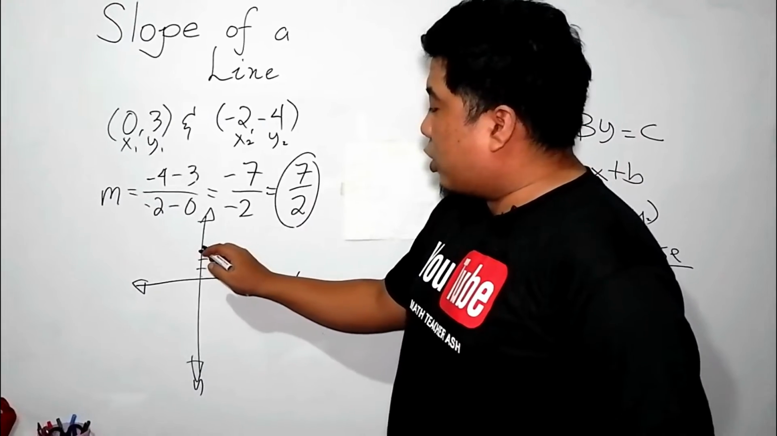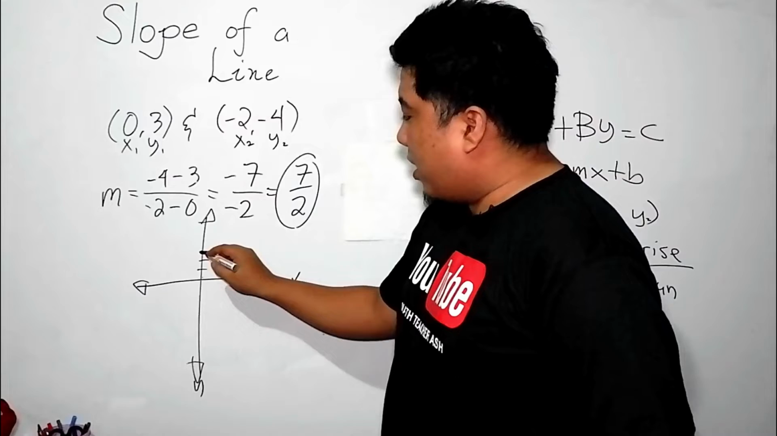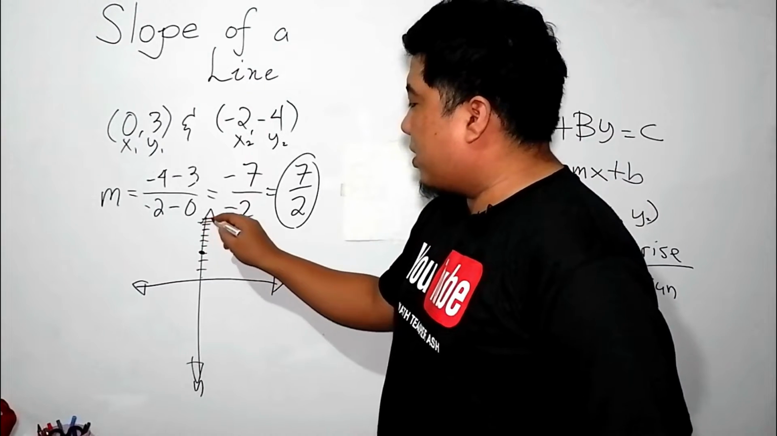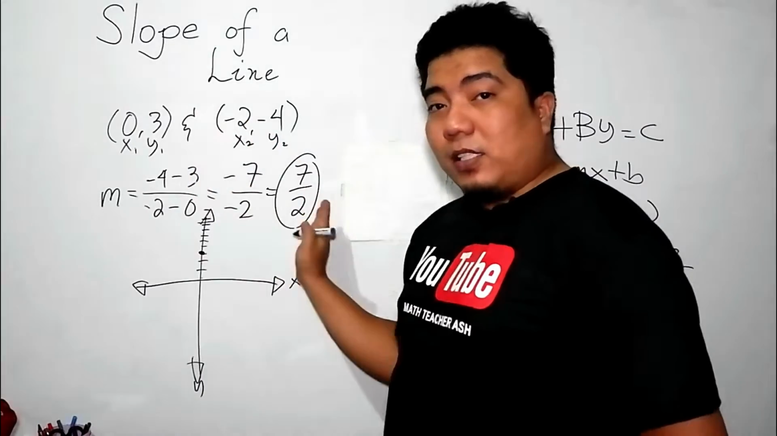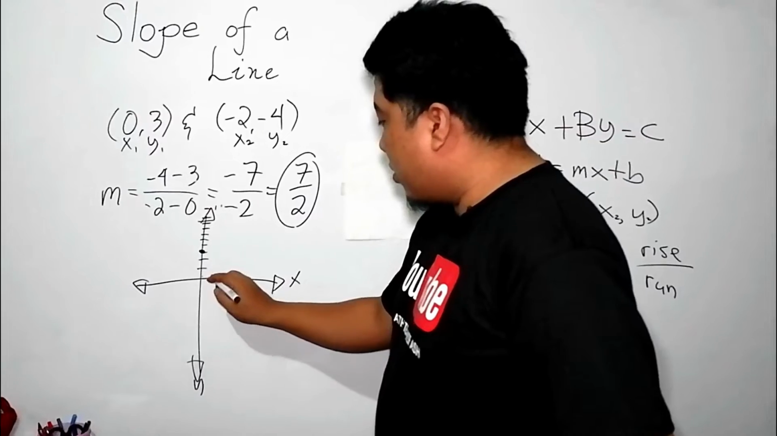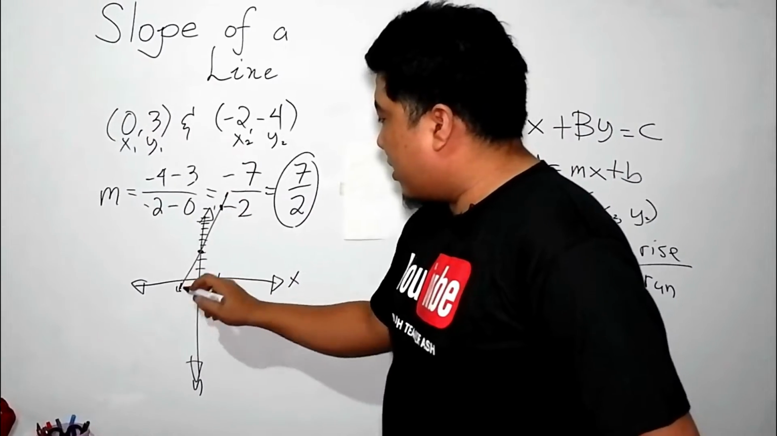So, what you will do here is you climb 7 steps from here. This is 3, right? 1, 2, 3, 4, 5, 6, 7. And then you run, since this is positive, you run to the right side. This is 1, 2. Okay? And this will be your point having this graph.